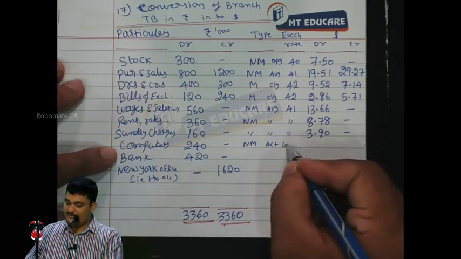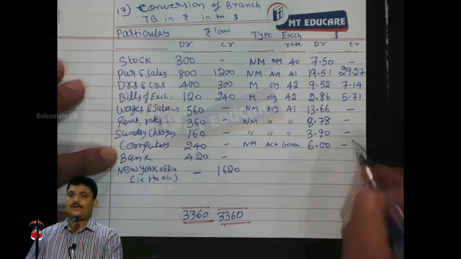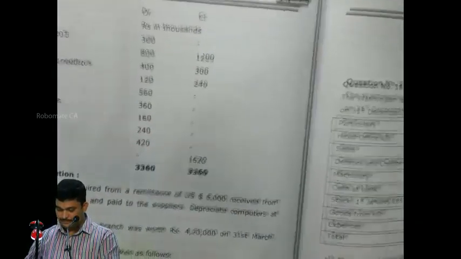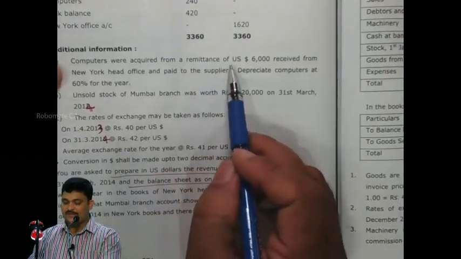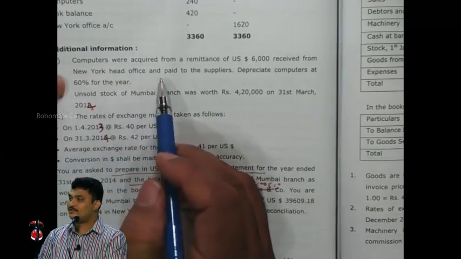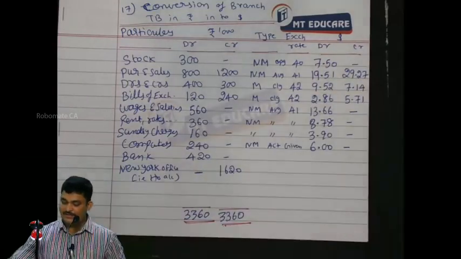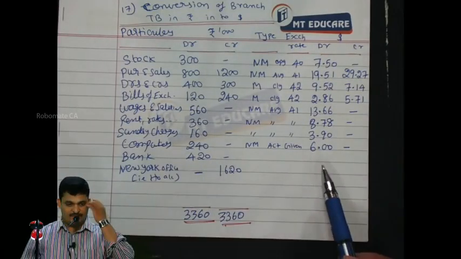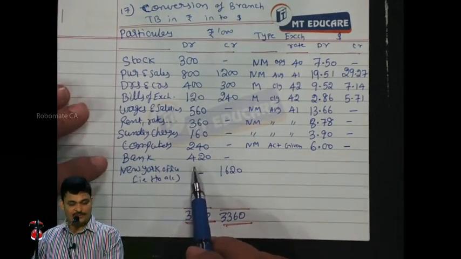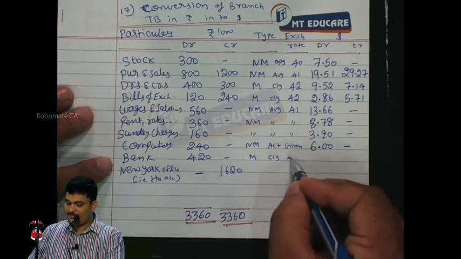Actuals given as 6. It was given in the question that computers were acquired from a remittance of $6,000 received from New York office. Understood? But the equivalent value was very much evident that it is $6,000. So we are writing in thousands. Correct? So 6. 420. Monetary. Closing.